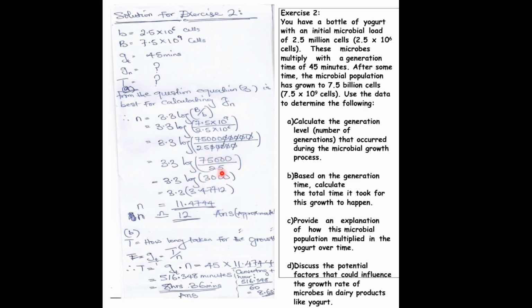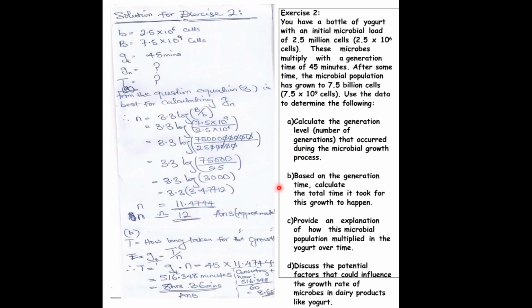75,000 divided by 25. So when you simplify it further, 25 into 75,000 will give you 3,000. So you now still have 3.3 times logarithm 3,000. When you now punch the logarithm of 3,000, that will give you 3.47712. When you multiply it now with 3.3, your n generation level gives you approximately 11.74744 generation cycles, which is not a whole number. We can round it up to 12 generation divisions that have occurred in this time space.